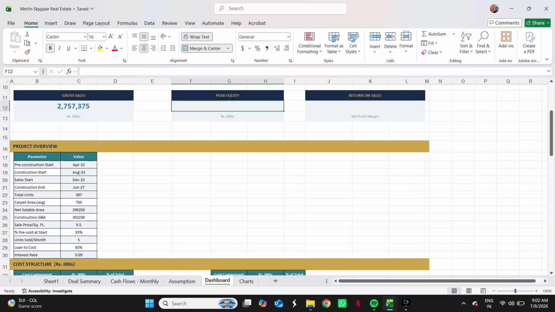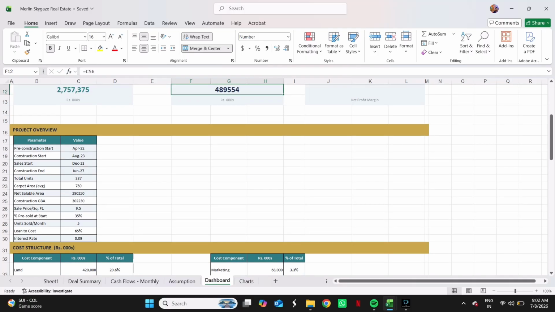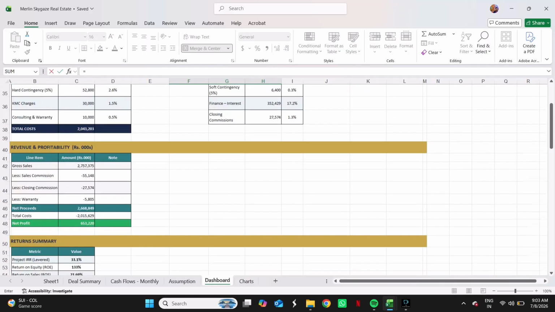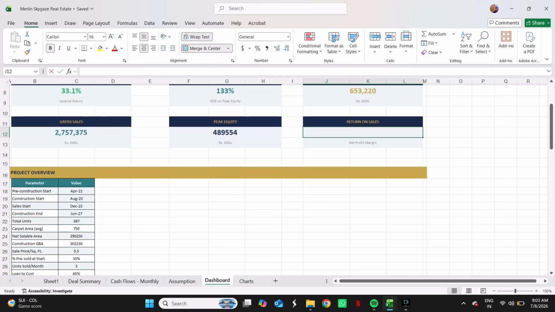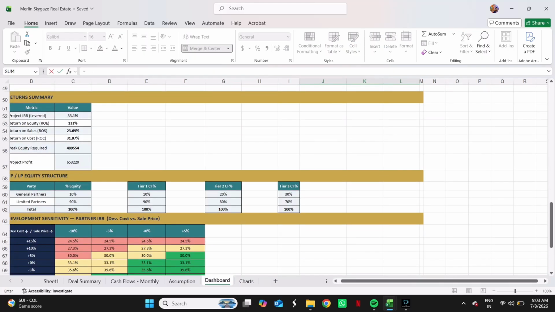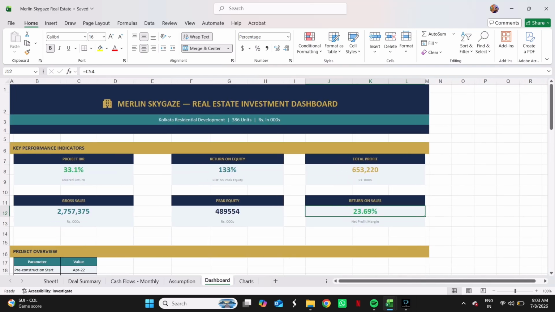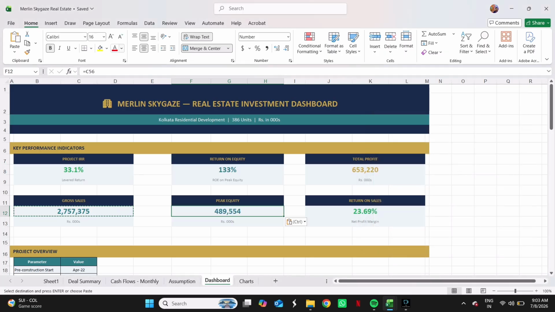Now what is left is the total equity contributed by both partners, and return on sale. So this is our overall dashboard, the front page of the dashboard, where project IRR, return on equity, total profit, gross sale, peak equity, and return on sale are all there. Everything is there. Change the color a little bit. Return on equity, black. Yeah, done.